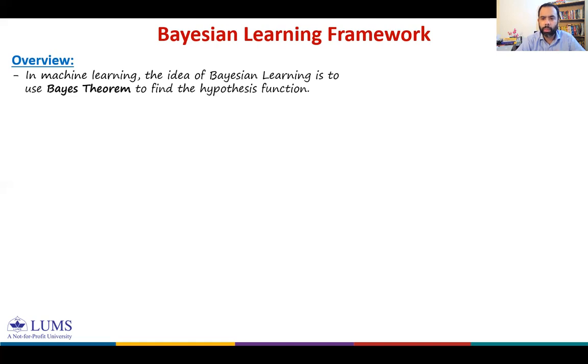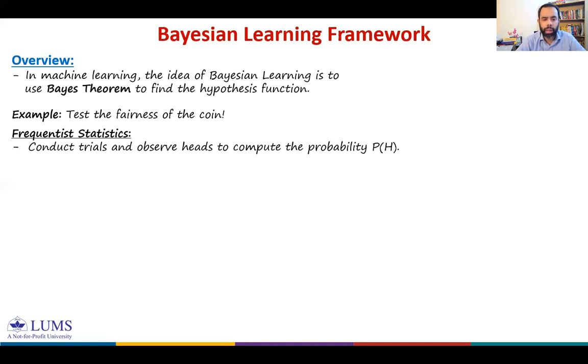Okay, let's take an example to understand this Bayesian learning framework. For example, we want to test the fairness of the coin. So we give you a coin and we want to test the fairness of the coin. If you use frequentist statistics approach, this approach includes that you conduct trials and you observe heads to compute the probability.